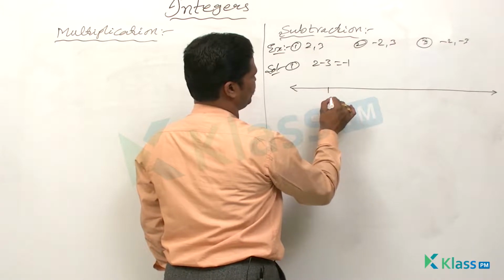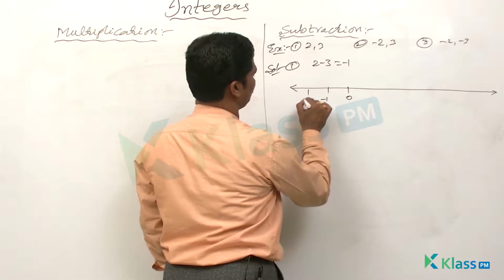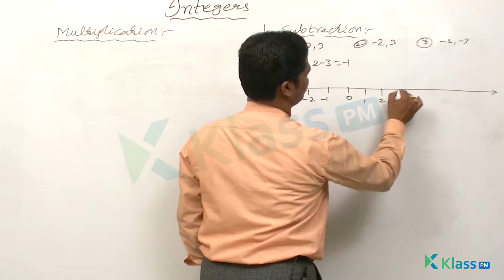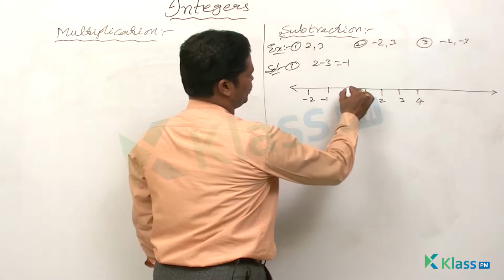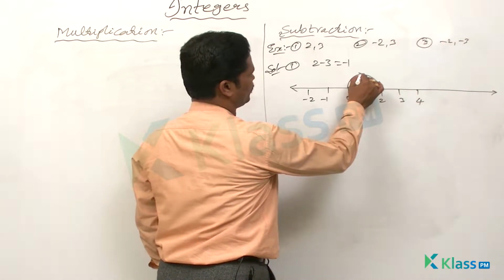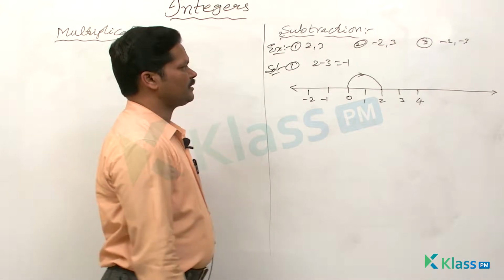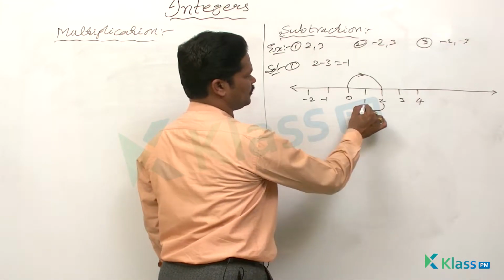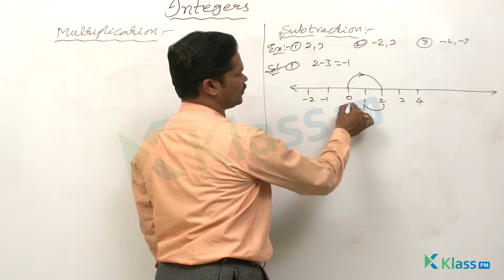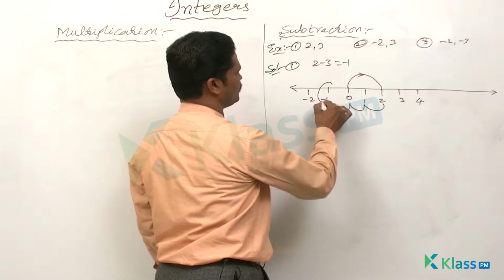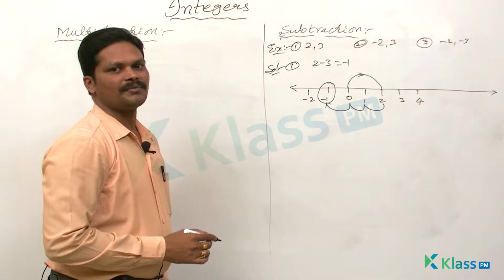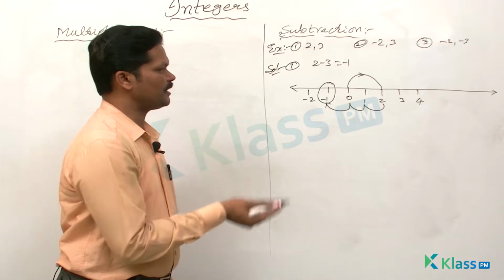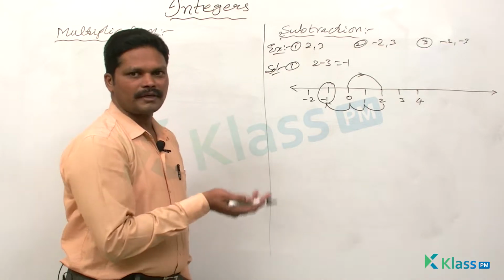So I am taking here 0, minus 1, minus 2, 1, 2, 3, 4. From 0 to 2 we are moving and subtracting 3. So 2 to 1, 1 to 0, 0 to minus 1. This is our answer. We subtracted.